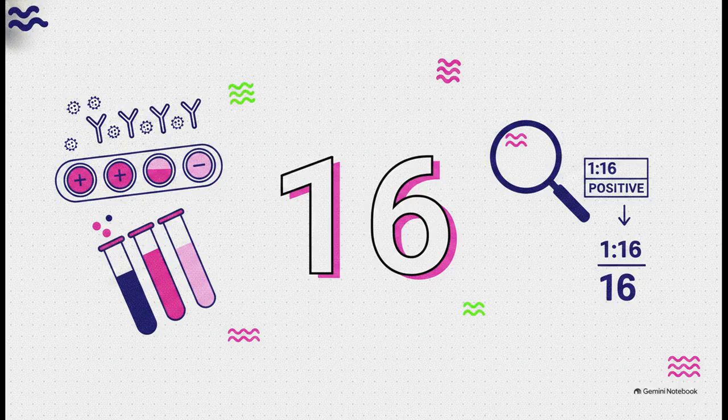Here is exactly why. Looking back at the sequence, the highest dilution that still gave a clear, solid plus reaction was 1:16. Since a titer is the reciprocal of that highest positive dilution, you just flip the fraction. The reciprocal of 1/16 is 16. It really is that straightforward.